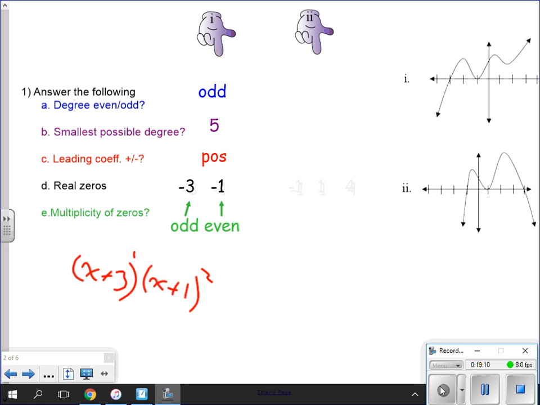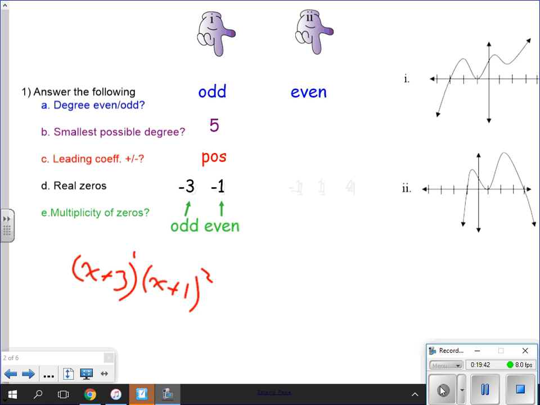Okay, that shouldn't hopefully take too long. So for the first one, is the degree odd or even? Even. Both ends go in the same direction. If it starts and stops pointing in the same direction, it's even. What's the smallest possible degree? 4, because I have 3 extrema: 2 local max and 1 local min. My degree has to be at least 1 more. Could it be more than 4? Yeah, it could be any even number, 4 or larger.